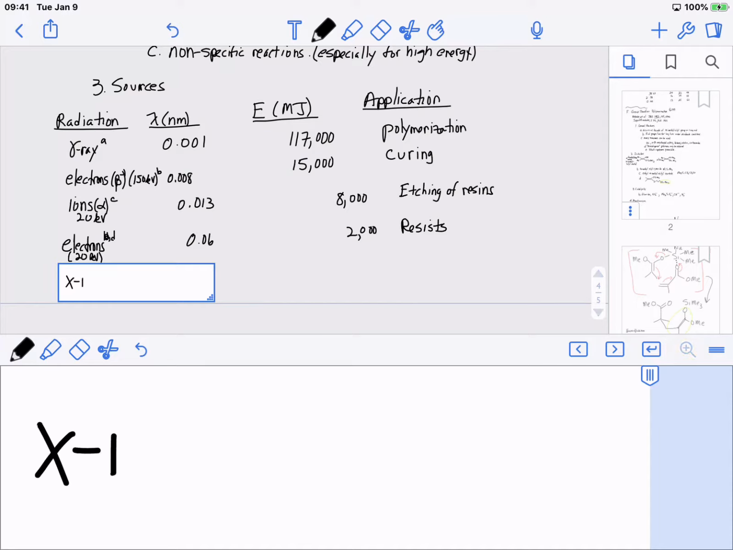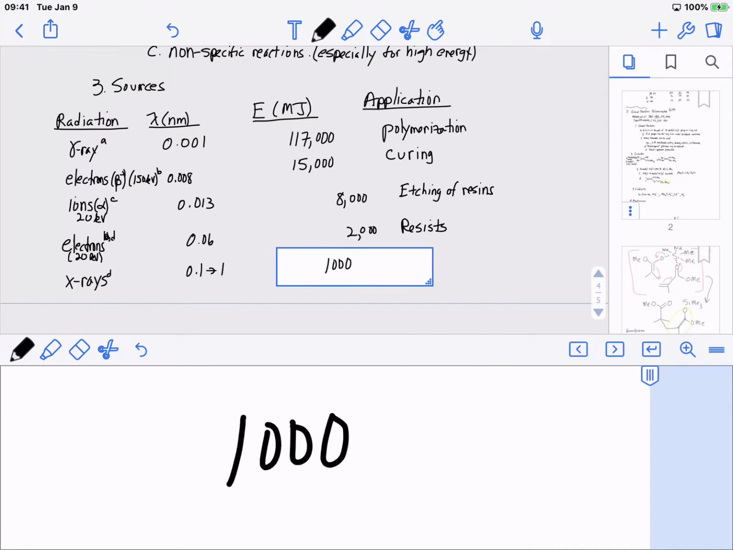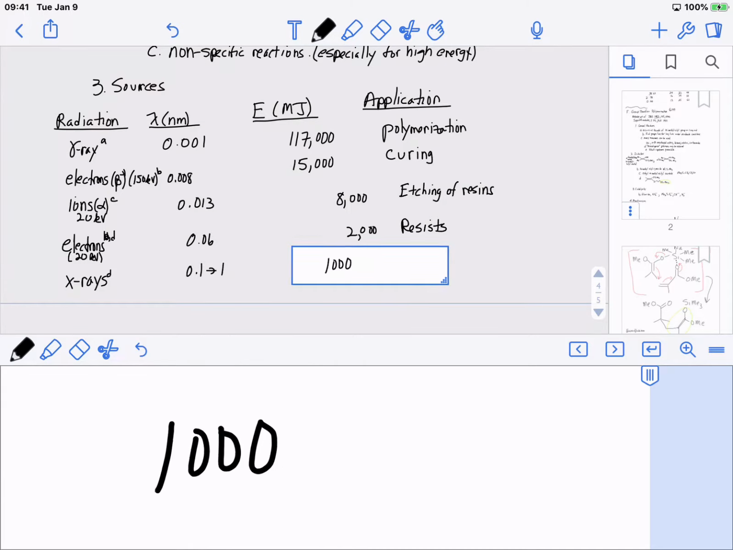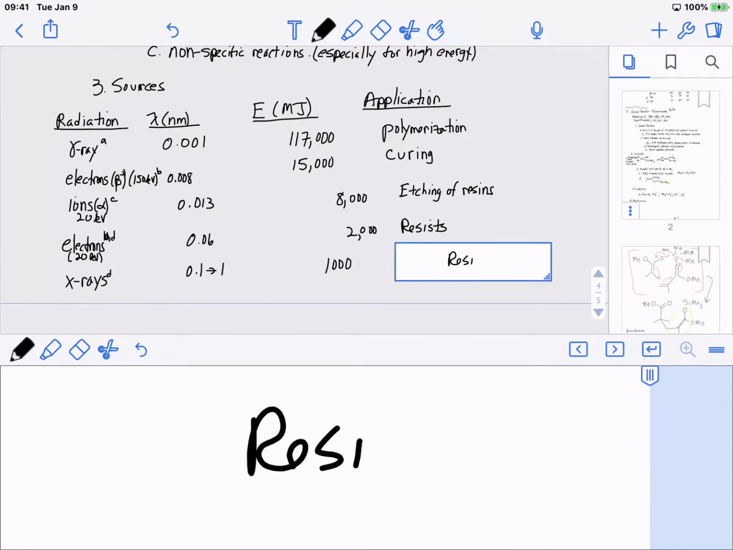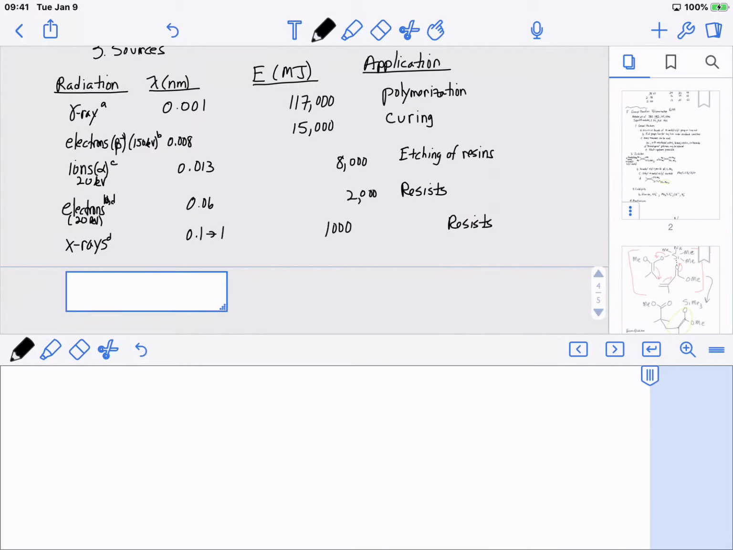X-rays. X-rays tend to be moderately energetic. 0.1, 2.1. Energies, call it 1,000. Also used for resist. So you can etch away layers from it like a photoresist.